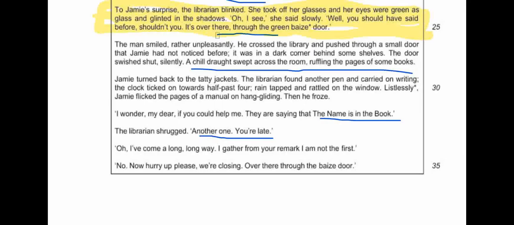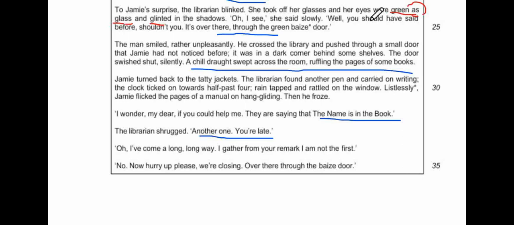So this is line 23 till 25. To Jamie's surprise, the librarian blinked through her glasses, and her eyes were as green as glass. Green as glass. So this is an example of simile using the word as. So this is simile, green as glass, and glinted in the shadow. So this will be the same consonant, glass and glinted. So it's alliteration.